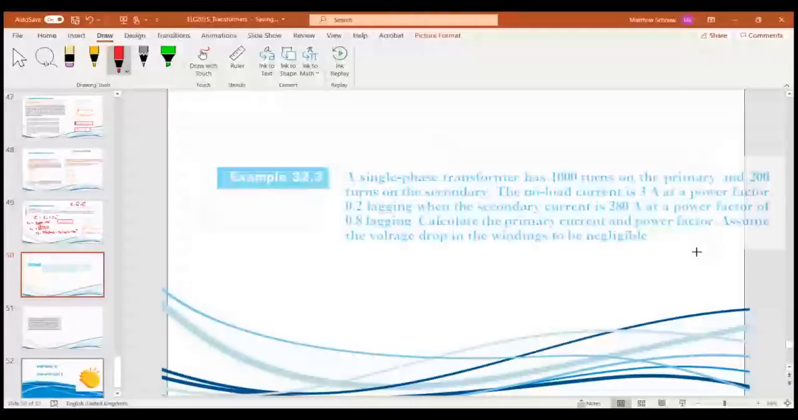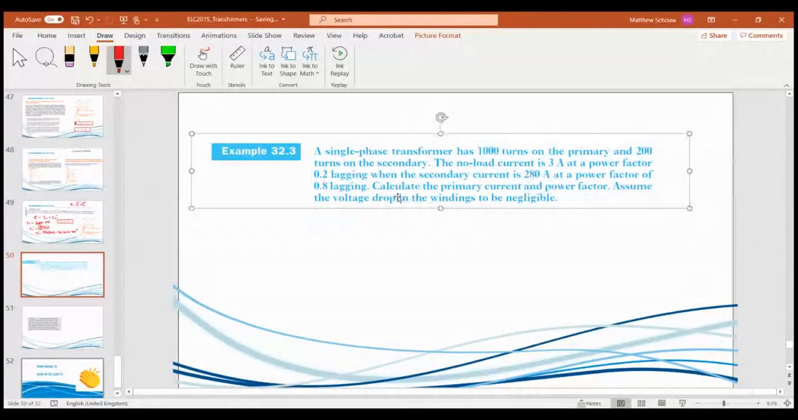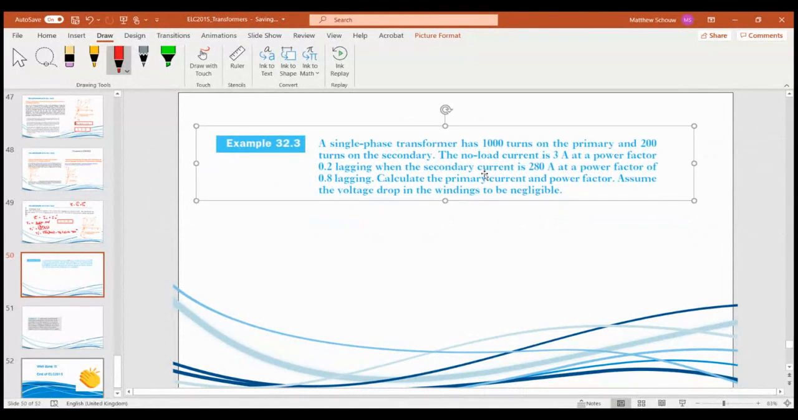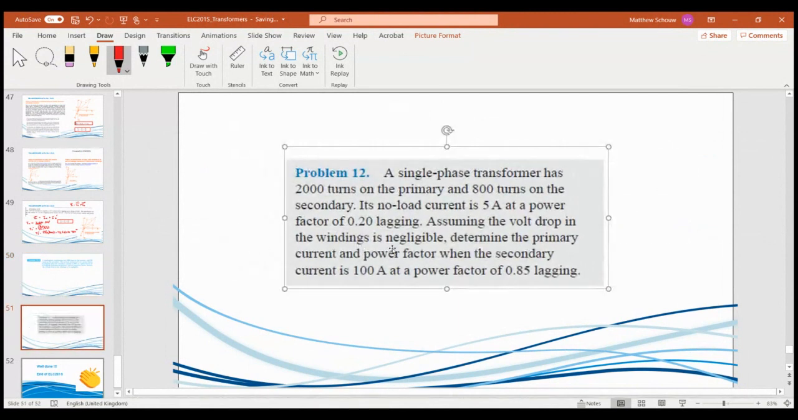Example here. I hope you guys can see it. So again, they're asking what's the primary current and power factor. They give you the no load power factor. They give you the secondary with the power factor. They give you the turns again. Same thing. It's exactly the same kind of thing again.